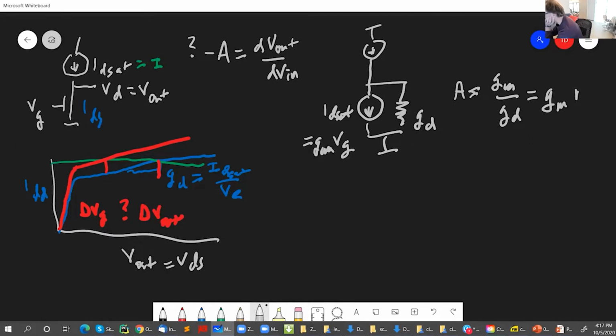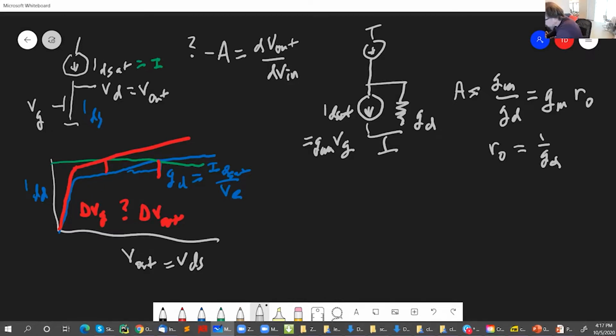It's GM times R out, because the output resistance of this circuit, and this thing has infinite resistance, the output resistance of the circuit, R out, is 1 over GD, which is also called G out. So, it's a product of a conductance times a resistance, or the ratio of two conductances. And so, yeah, we can now calculate this because we know what GM is, right?